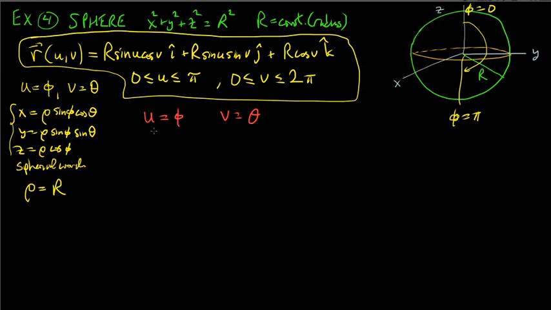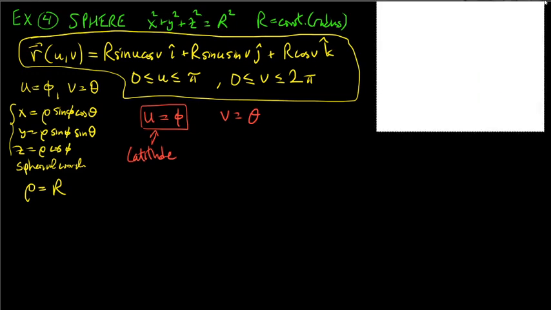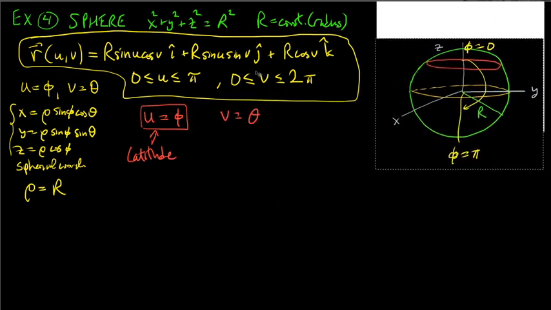Yeah. So a constant u is a constant phi, right? So a constant phi is a constant latitude, right? So different phis give different latitudes, right? So this is essentially the latitude, right? Except it isn't, right? Because if you're talking about the Earth, I need to move this down a little bit here. So I'm just going to copy it down here.